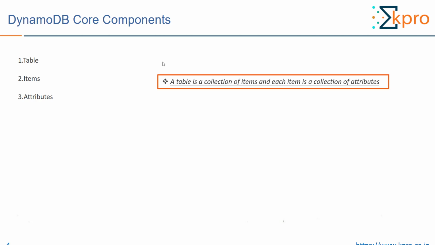Don't be confused with the terminology. I will explain it. Table means very similar to the table in an RDBMS environment. Item here is a row and attribute here is a column. So table, row, and column. Here in DynamoDB we say item, and we say attribute for the column name. It's very simple.